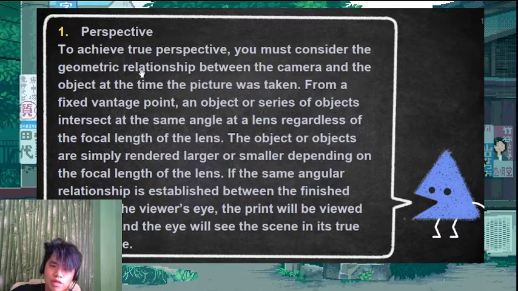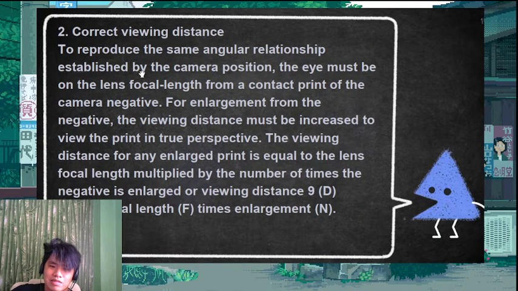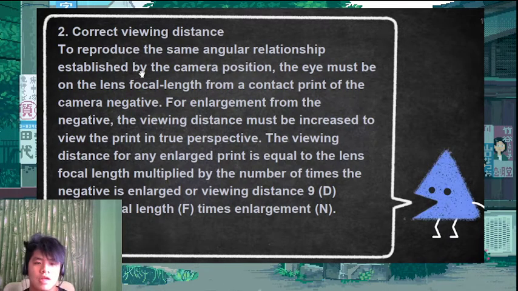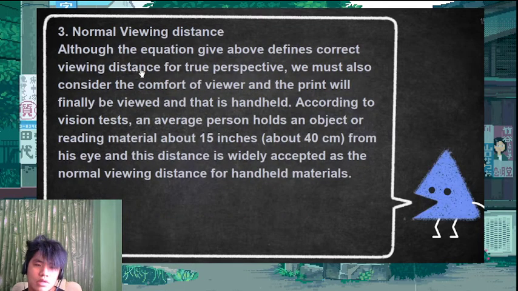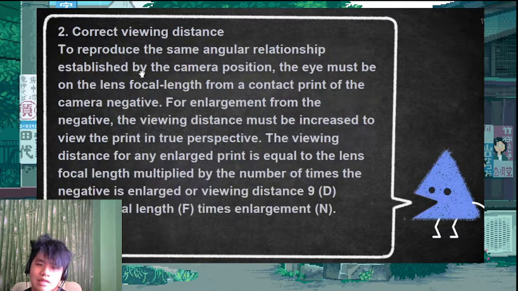So, perspective and correct viewing distance: it must be the same as the normal viewing of the eye. To reproduce the same angular relationship established by camera position, the eye must be at the lens focal length, mostly 35 to 50 mm, and at normal viewing distance. Although the equation defines correct viewing, we must also consider the comfort of the viewer. The print will finally be viewed handheld.